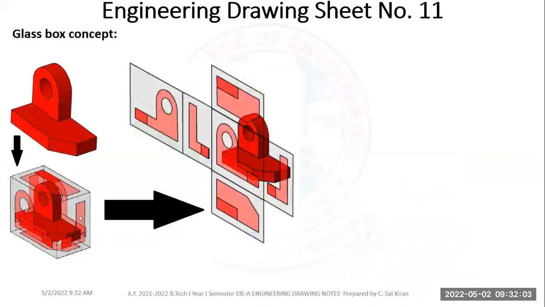And one more explanation of the glass box concept. This is an object. From this object I'm keeping the glass box. This box has total views: one is front view, rear view, top view, bottom view, right hand side view, and left hand side view.